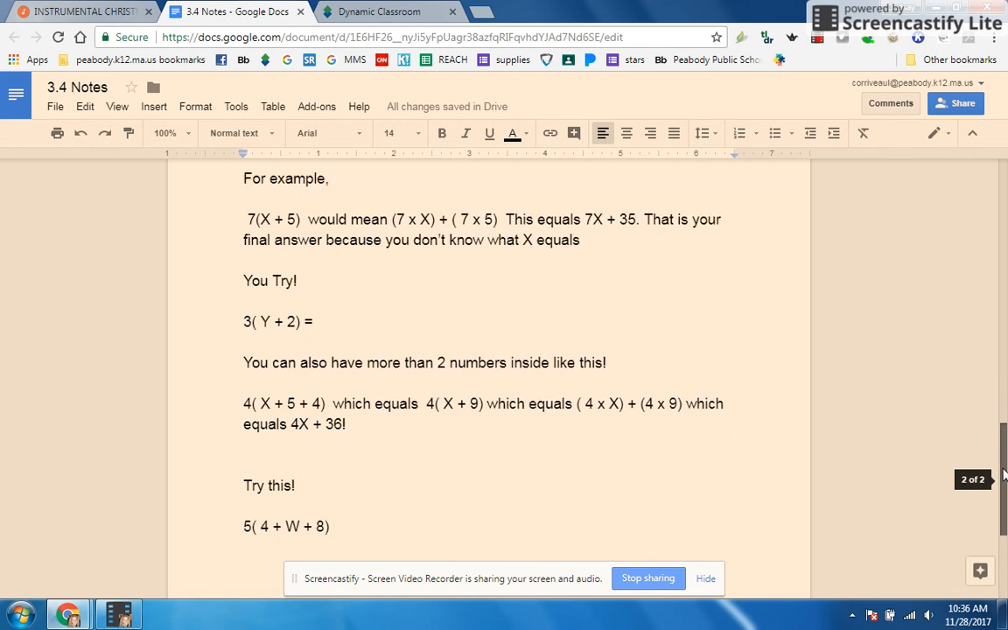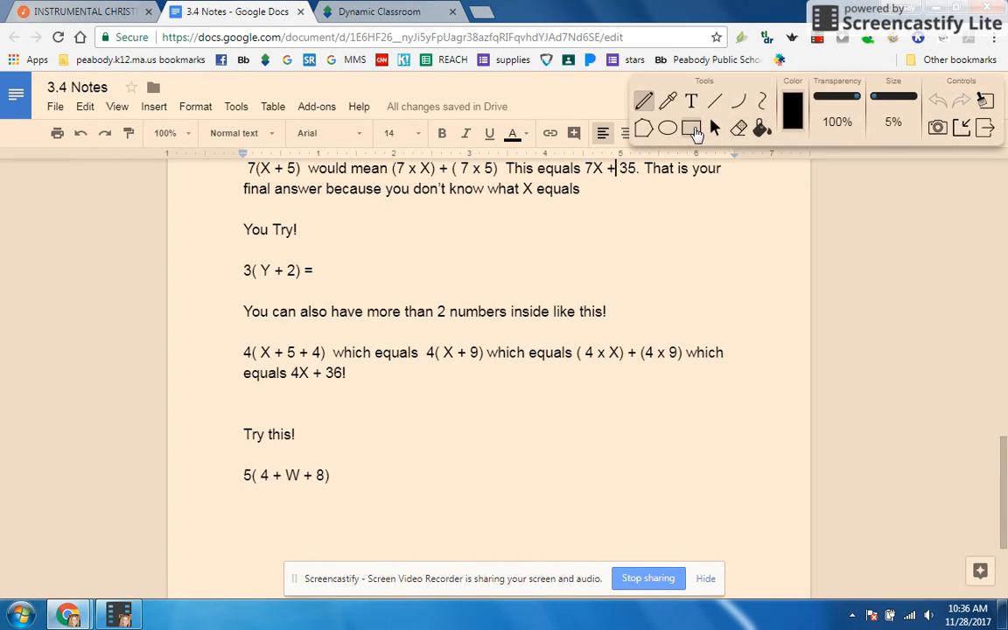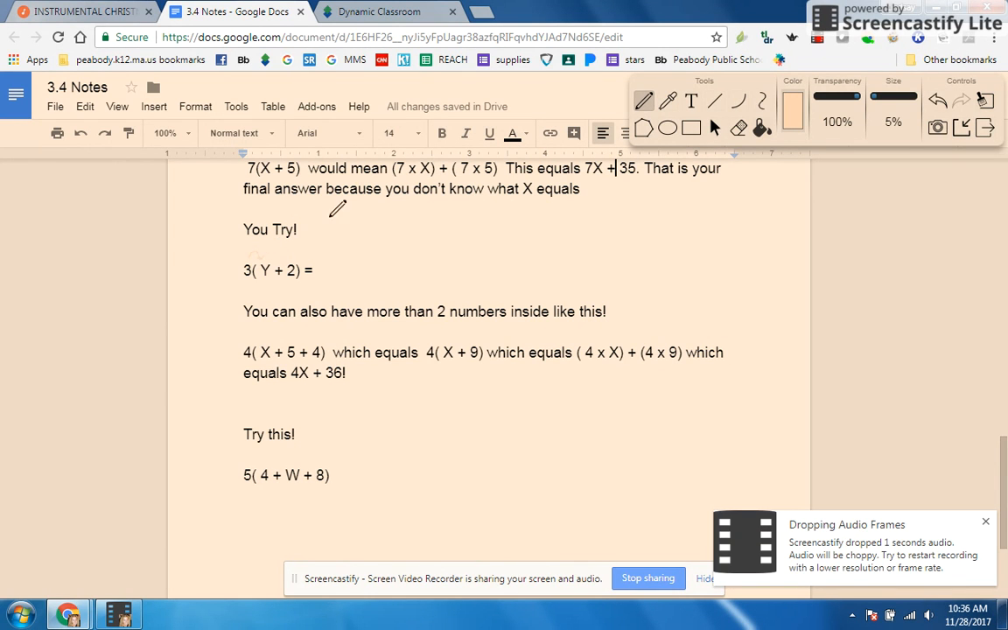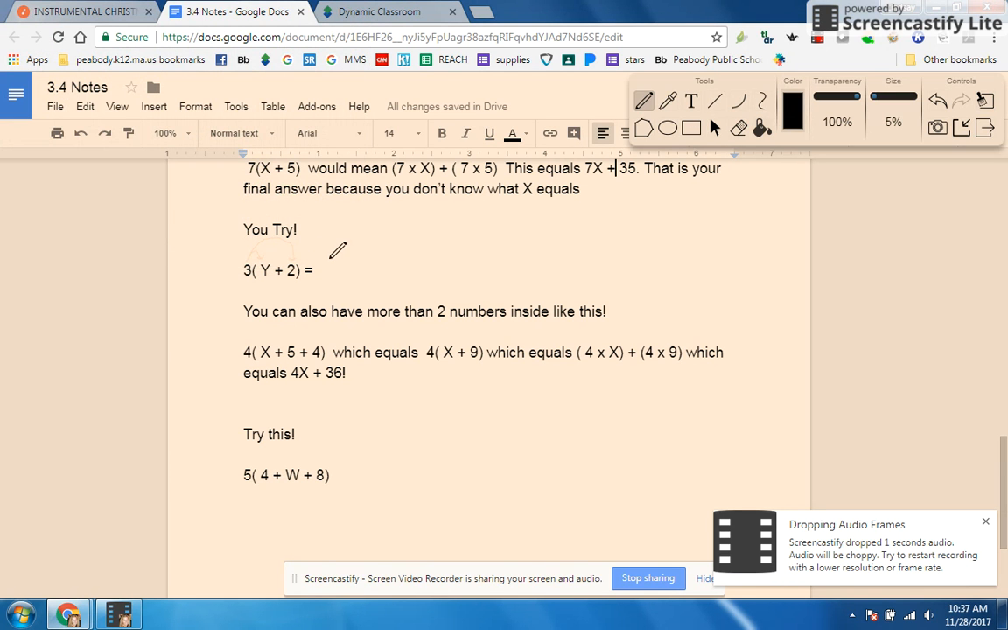So let's try this one. It says 3 times y plus 2. I always draw these little arrows. I think it helps out. So I'm going to be multiplying 3 times y, and then 3 times 2. That's going to give me 3 times y, which is 3y, and 3 times 2, which is 6.